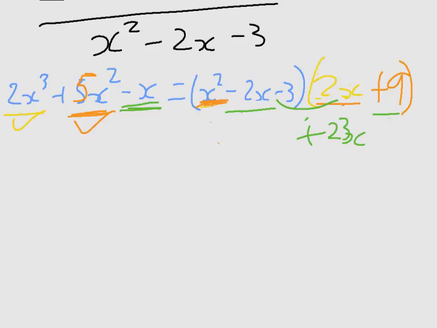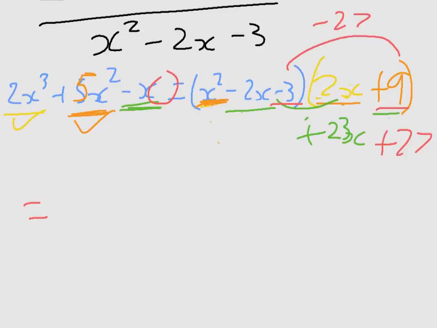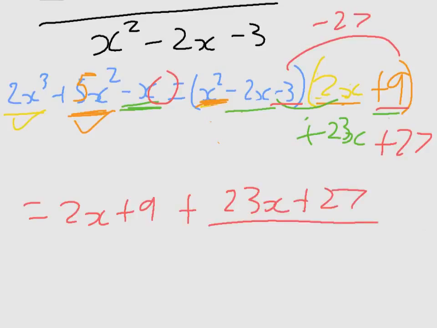The final step is to find my constant term, and I see here that I actually don't have a constant term. So here minus 3 times 9 gives me negative 27, so I'm going to have to add on 27 in order to cancel that out. Again, if I go back as before, my new partial fraction will look simply like this: 2x plus 9 plus 23x plus 27 all over x squared minus 2x minus 3.